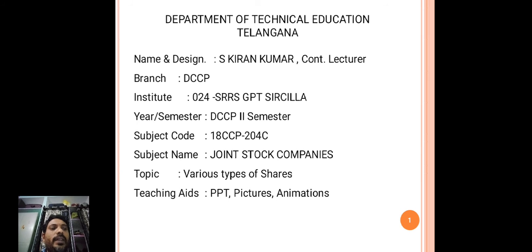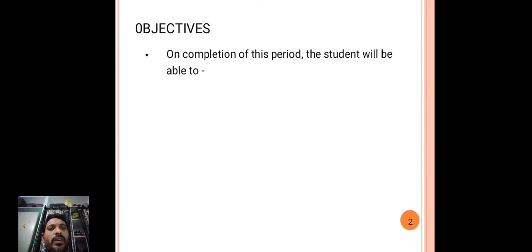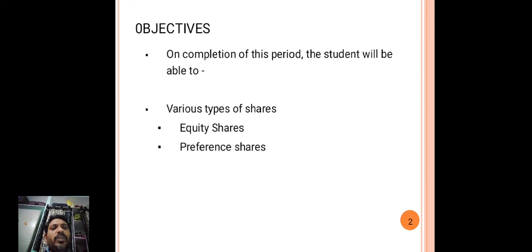In the last class, we have seen the types of shares in detail. What are the different types of shares? And in that one, we have seen deferred shares. The deferred shares are called the founders shares.